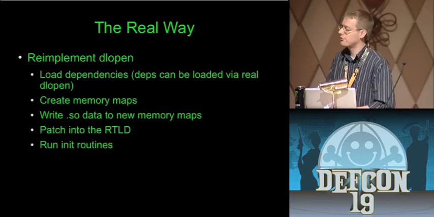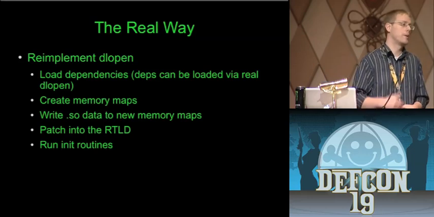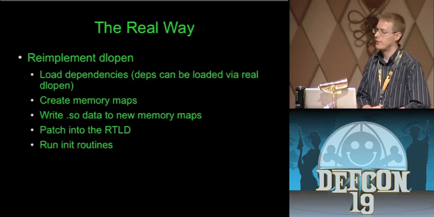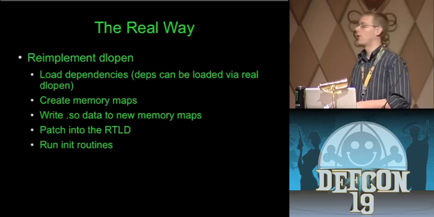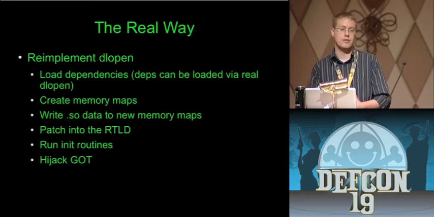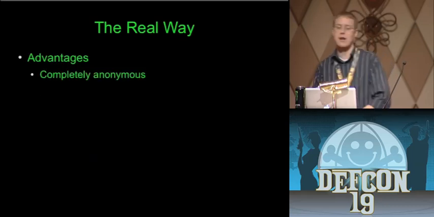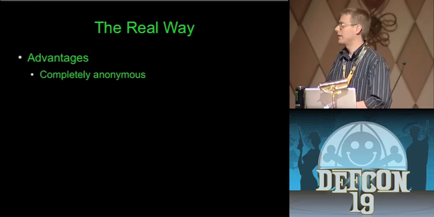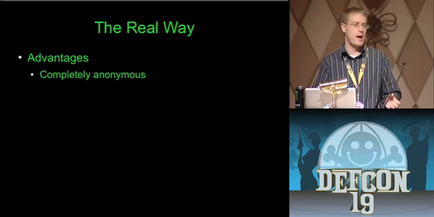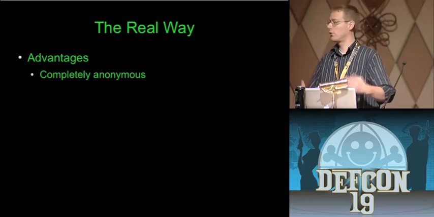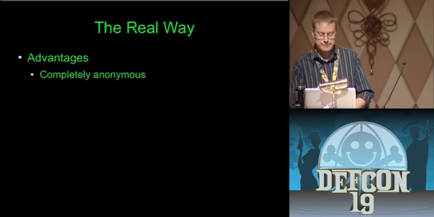You'll run the initialization routines of dependencies that you loaded by hand. You do not run the initialization routines for dependencies that have already been loaded or that were loaded by dlopen. And then you'll do the PLT-GOT redirection technique. You'll hijack the global offset table. There are some advantages to that. It's completely anonymous. So now you've hijacked recv in Apache, and the system administrator, when he cats /proc/pid/maps, is not going to see anything out of the ordinary. He's going to see, oh, libc is loaded. That's cool. So he's going to just continue on his way.